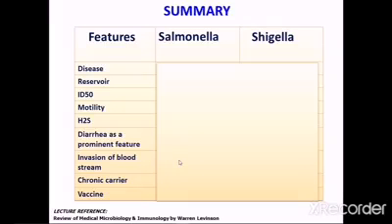Invasion of bloodstream: yes in case of Salmonella, because bacteremia is a very important feature of Salmonella. Shigella, no. Chronic carrier state: yes in case of Salmonella, no in case of Shigella. And yes, there is a vaccine for Salmonella, but not for Shigella.